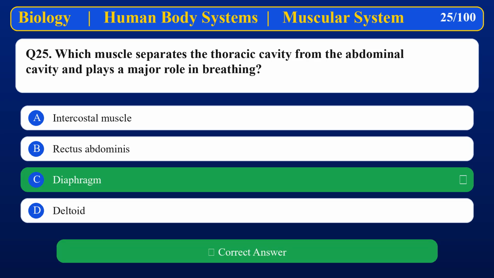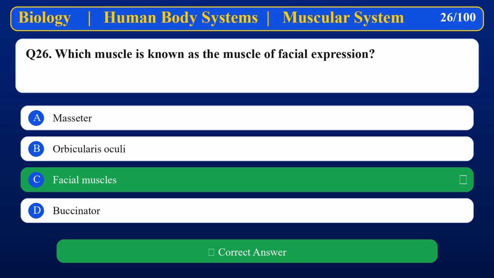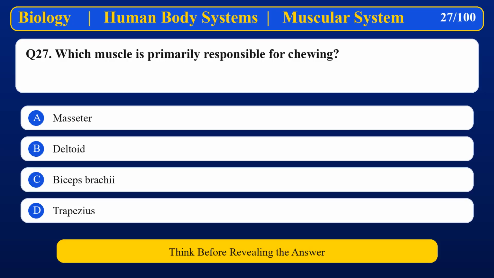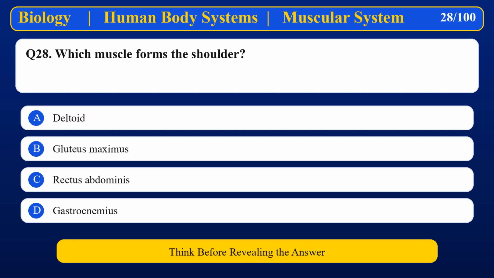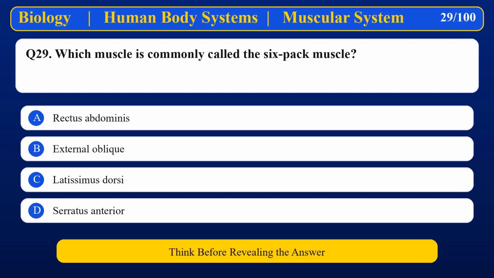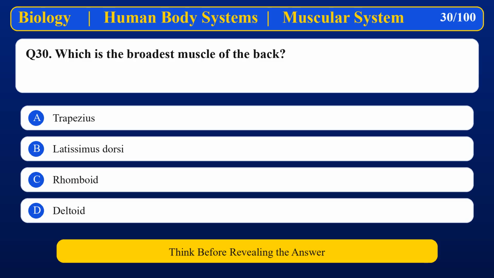Diaphragm. Which muscle is known as the muscle of facial expression? Facial muscles. Which muscle is primarily responsible for chewing? Masseter. Which muscle forms the shoulder? Deltoid. Which muscle is commonly called the six-pack muscle? Rectus abdominis. Which is the broadest muscle of the back?